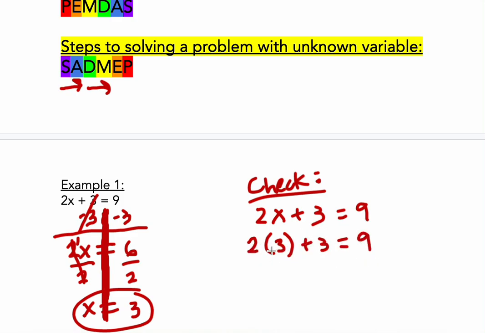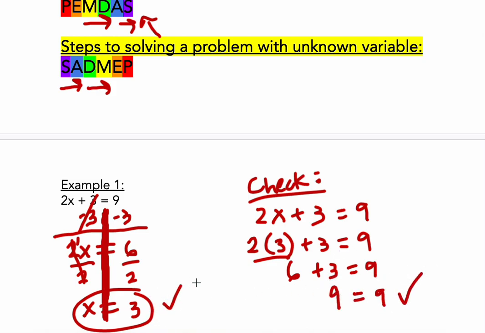2 times 3. Okay, so now I have all my numbers, and so now I'm going to use PEMDAS. PEMDAS says I have to multiply and divide first. So here's multiplication. That's 6 plus 3. And then I have adding or subtracting. 6 plus 3 is 9. Does 9 equal 9? Yes. So if I get a true statement at the end, then I know I'm correct and I got the correct answer.